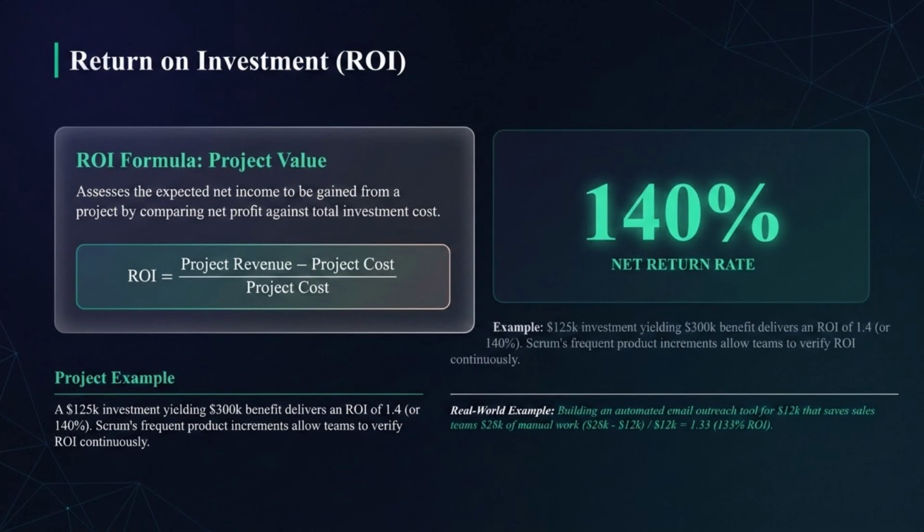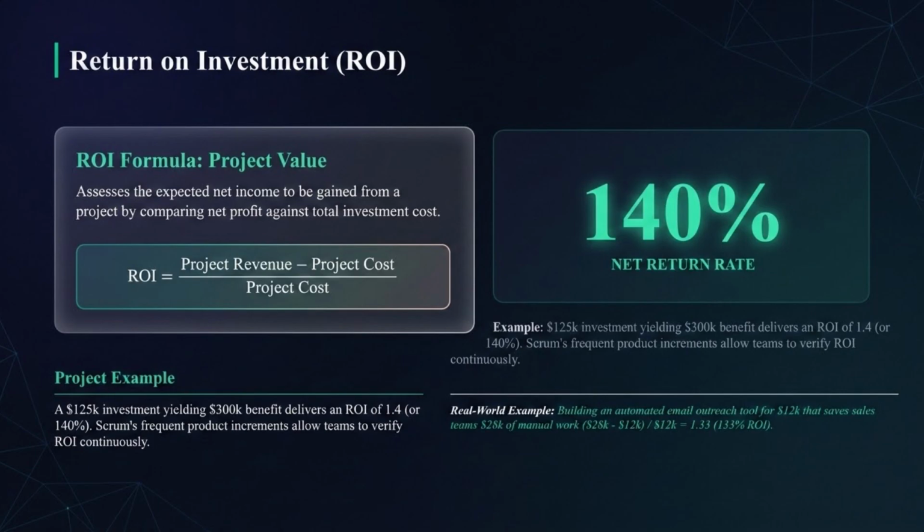Let's say a project costs $125,000 to develop and is estimated to generate $300,000 in revenue. When we do the math, ROI is equal to $300,000 minus $125,000, divided by $125,000, which is equal to 1.5. That means an incredible 150% return on investment.